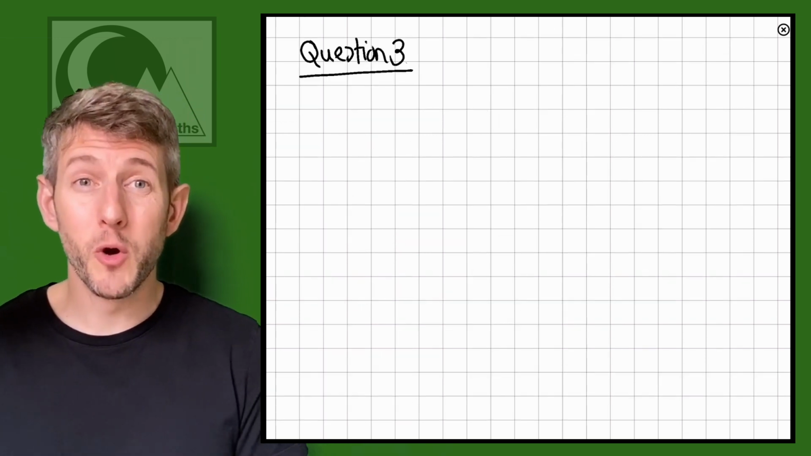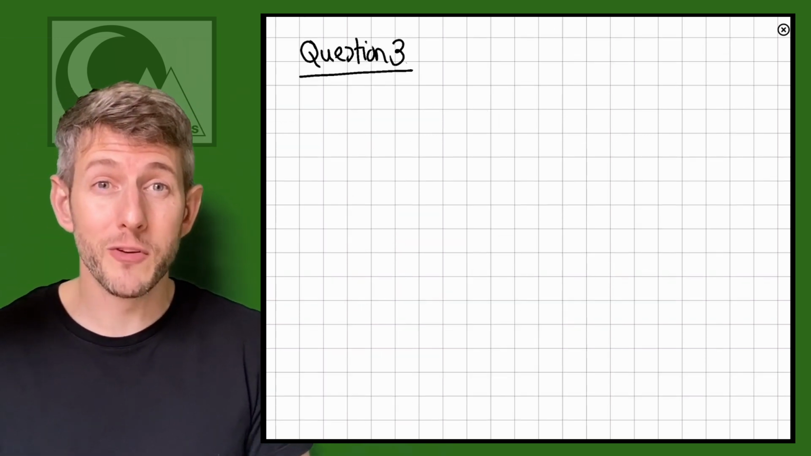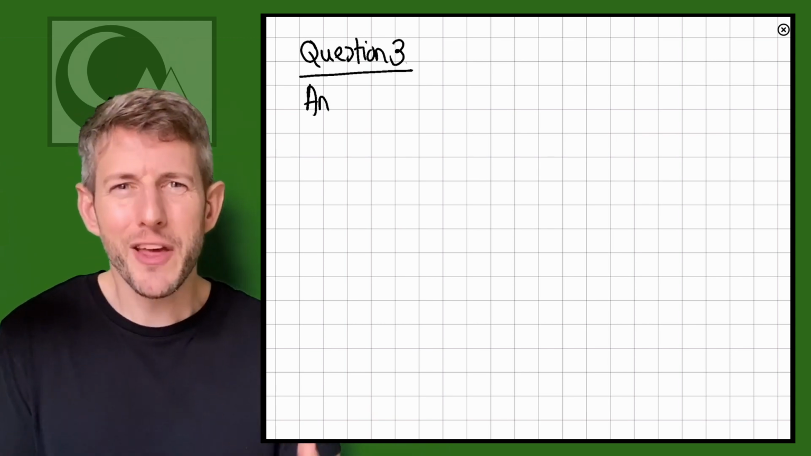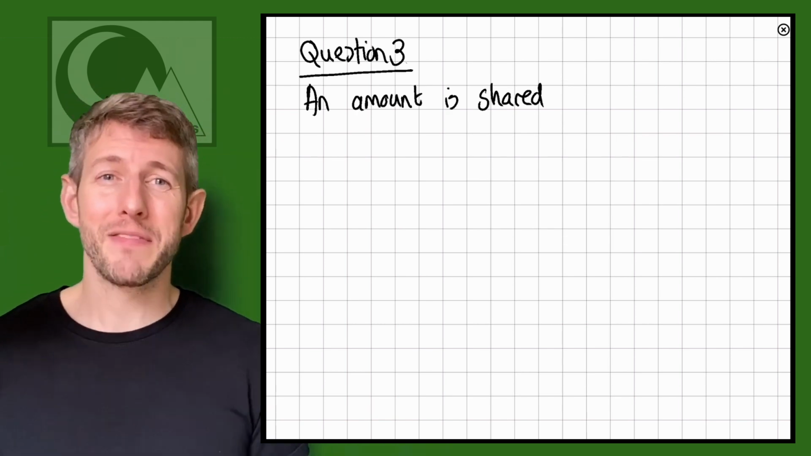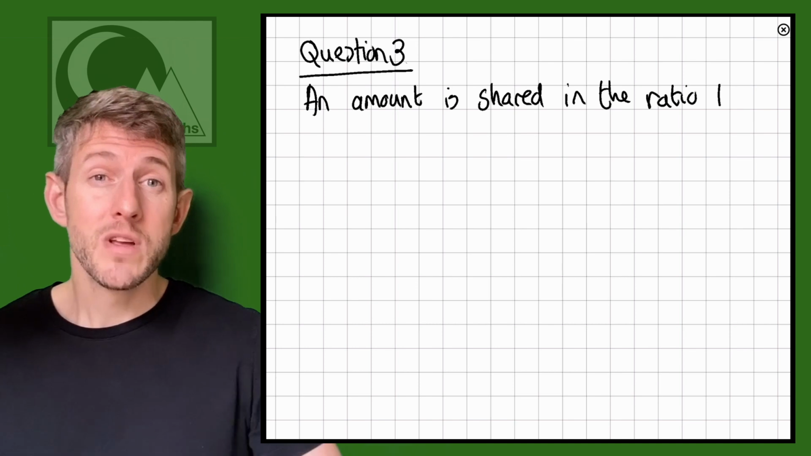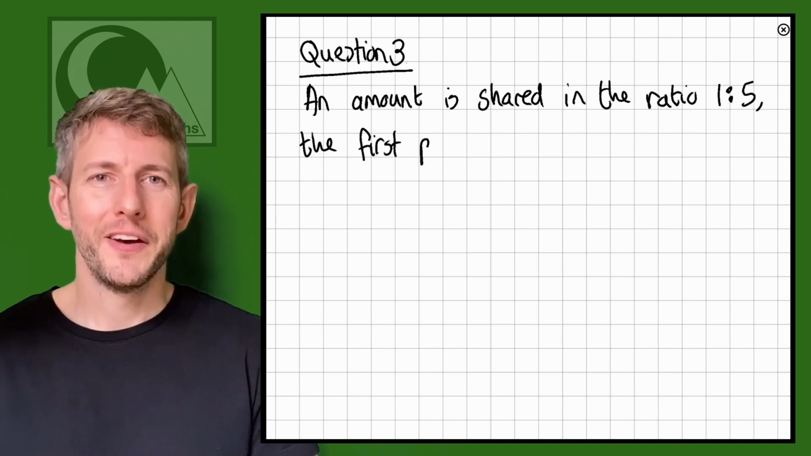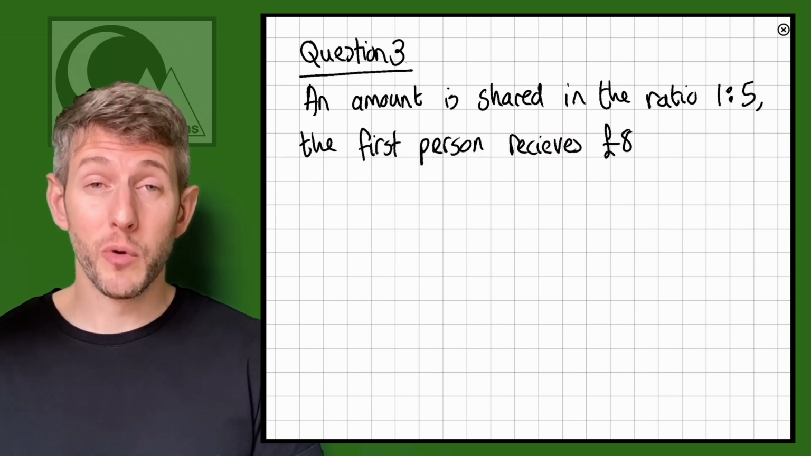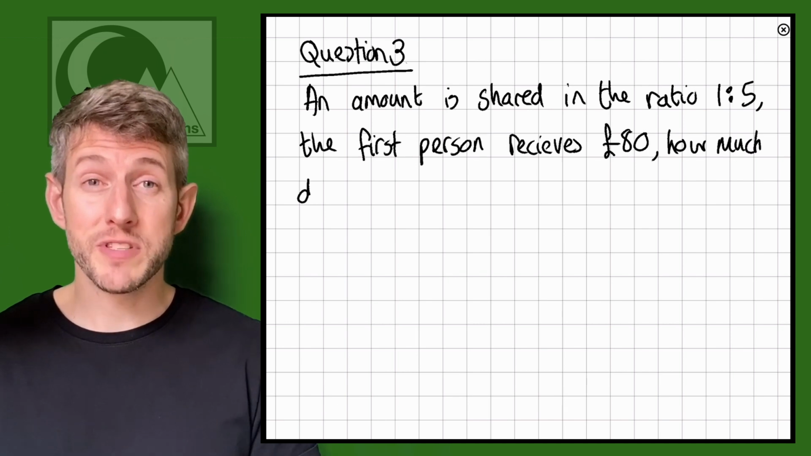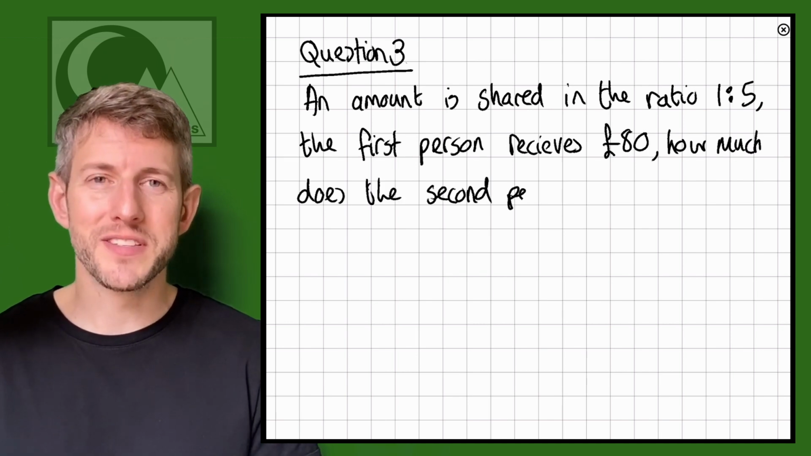Let's try one more question like this, and then I'm going to move on to the scenario questions, even though these are pretty scenario anyway. Let's have a look at question 3. An amount is shared in the ratio 1 to 5. The first person receives £80. How much does the second person receive?